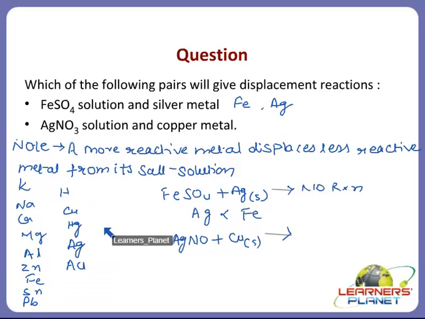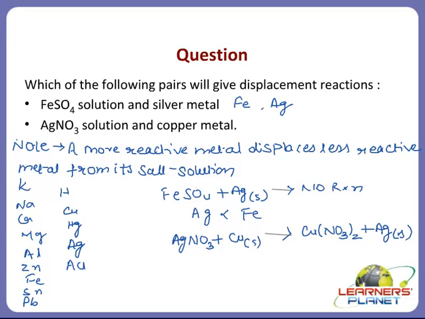Copper is present also below hydrogen, but in this series copper is above silver. So which will be more reactive, children? Copper. So what will copper do? Copper will replace silver from silver nitrate and it will form Cu(NO3)2 plus silver metal.